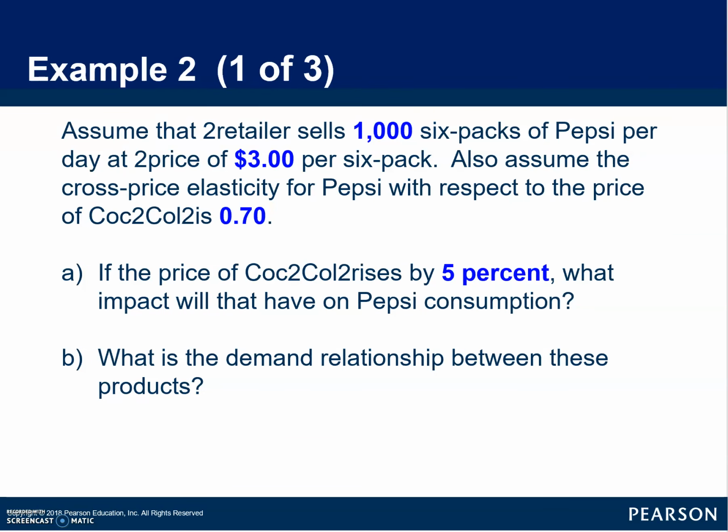If a retailer sells 1,000 six-packs of Pepsi each day at a price of $3 per six-pack, so we have 1,000 as our quantity, and our price is $3.